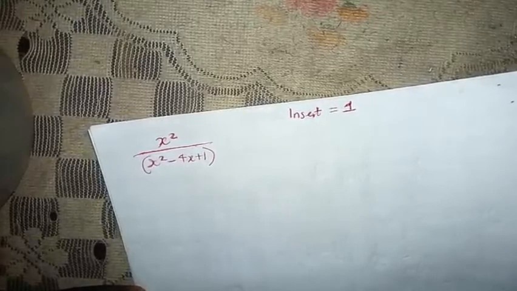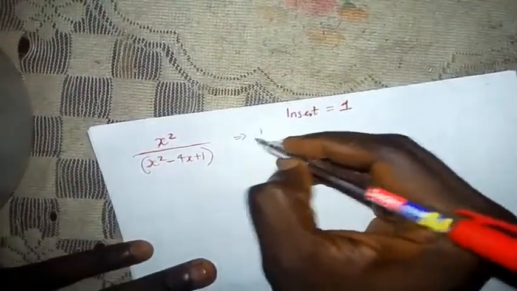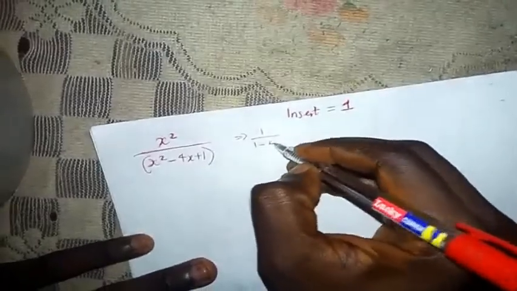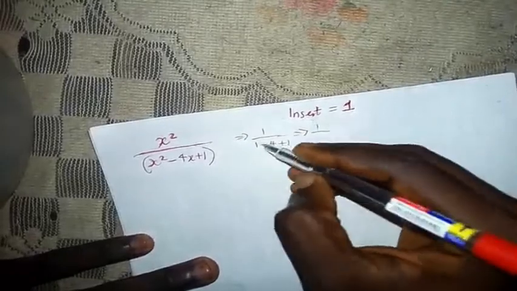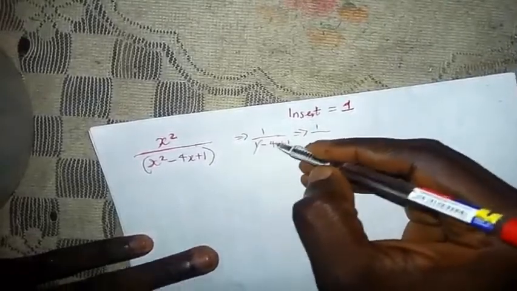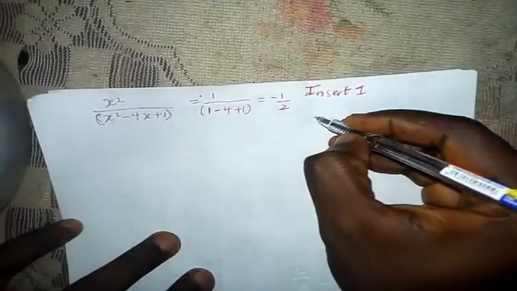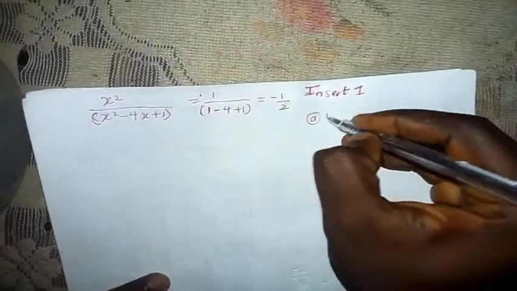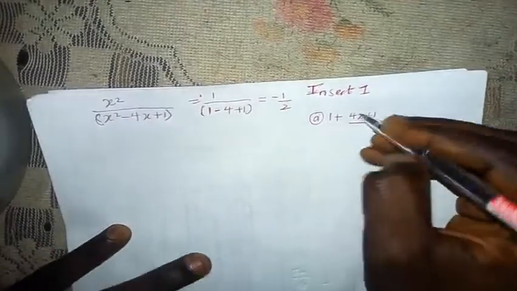Let's insert 1 here. If you insert 1 here, this will be 1 over, very fast, 1 minus 4 plus 1. That's 1 over what? This is 2 and this is minus 4. That's minus 2.